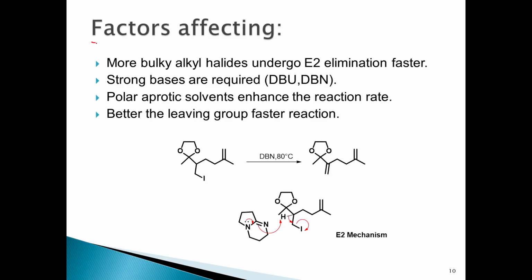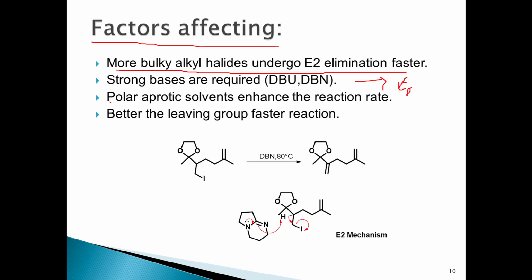Factors affecting the E2 reaction. More bulky alkyl halides undergo E2 elimination faster. Strong bases are required, like DBU and DBN. So strong bases favor the E2 reaction. This is very important: weak bases favor the E1 reaction, and strong bases favor the E2 reaction.